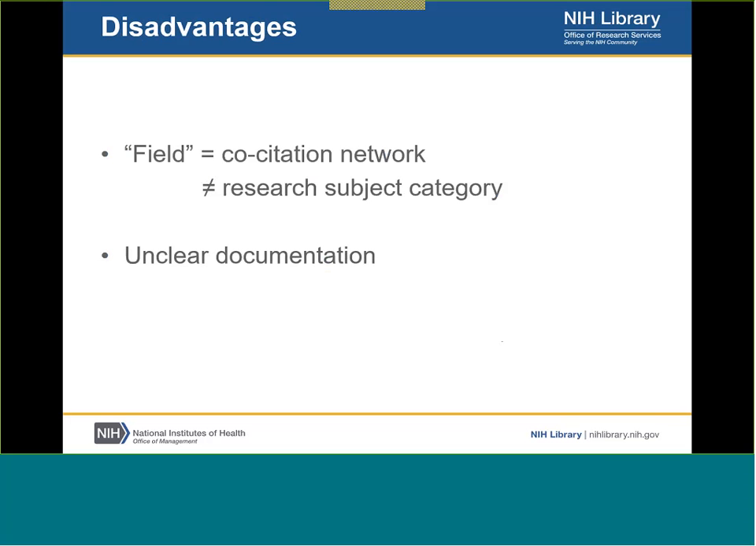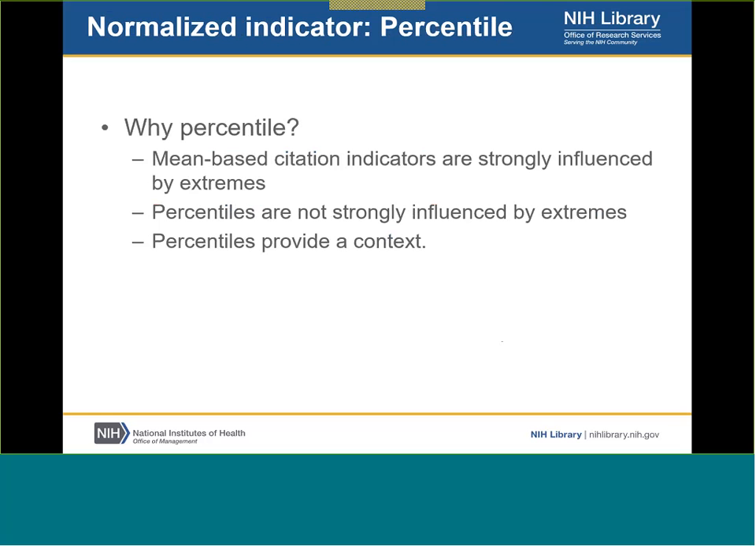Another problem is that the documentation is not that clear. We are still not quite sure what kind of citation resources are being crawled. So we don't really know where they get citations, meaning that you can get different results, different citation numbers from iCite and from Web of Science or Scopus. All right.